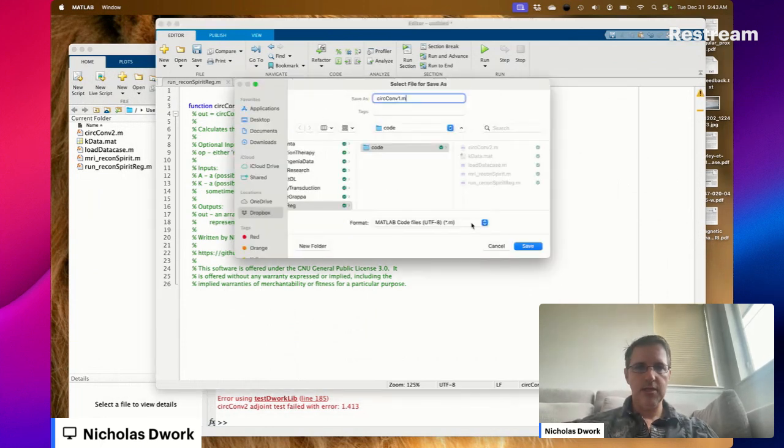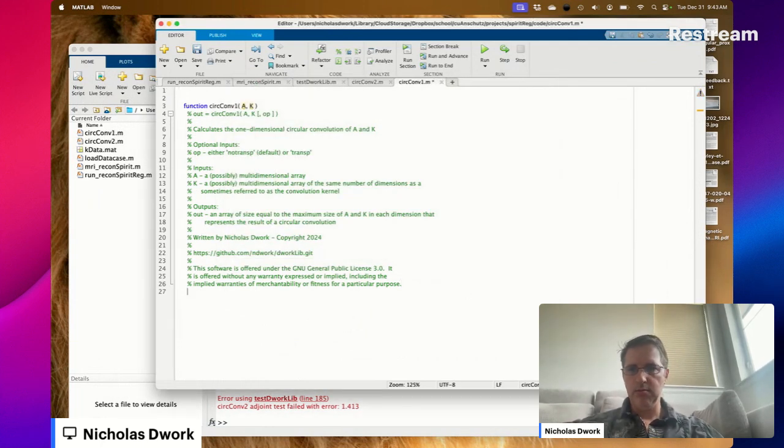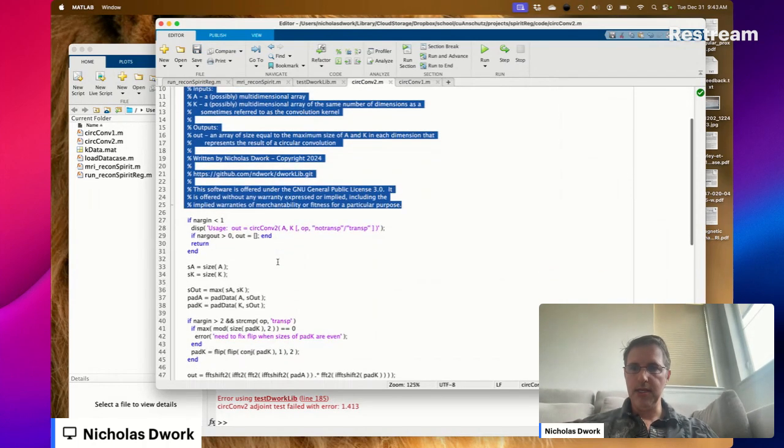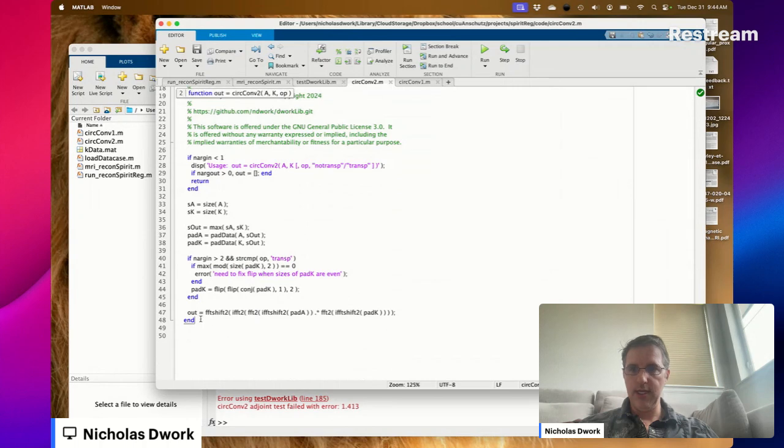Let's see if we can make a simpler example. Simpler code. We're going to do one-dimensional circular convolution. Surely we can make that work, right? Right?